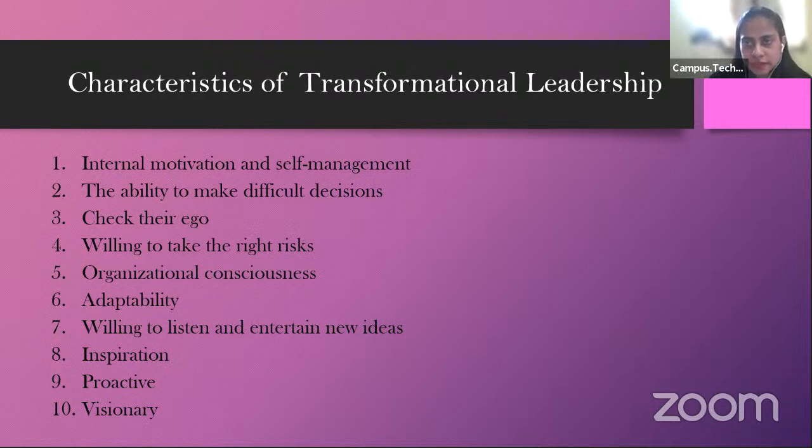Now, in these characteristics, the thing which makes this transformational leadership different is this willingness to listen and entertain new ideas. All the leadership styles don't go with the willingness to listen. They don't give the opportunity, or they do not consider the ideas of the followers or from all levels of the organization. So this makes this leadership different.